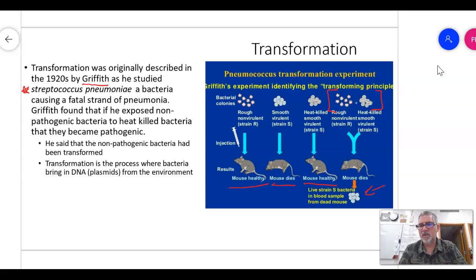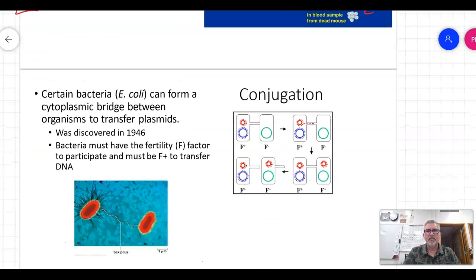And we're going to talk about transformation. We use transformation a lot. So make sure you know the experiment, but also that transformation is the process where bacteria pick up DNA or plasmids from the environment. Usually this happens in times of stress. So when the mouse's immune system is trying to fight off the rough, non-virulent bacteria, they're looking for pieces of DNA they can get.